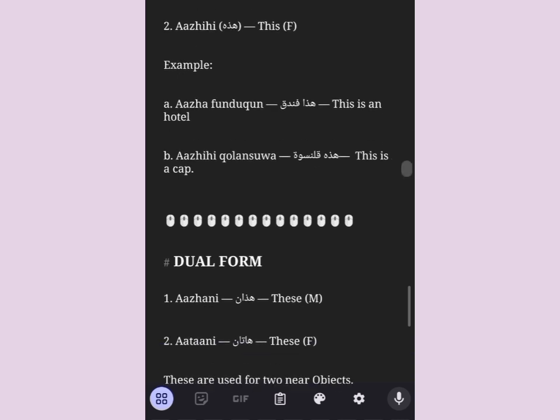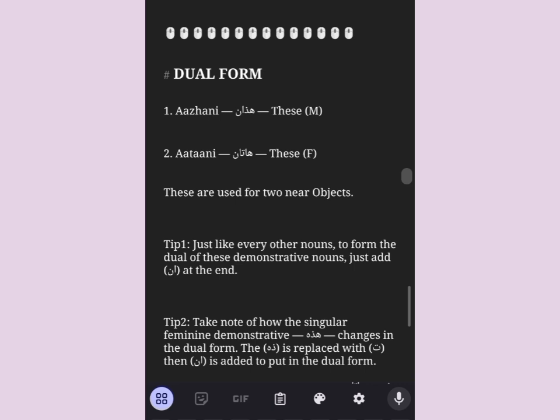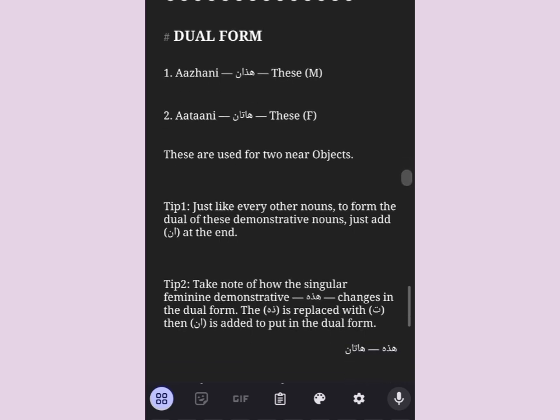Now, that said, let's quickly look into the dual form. The dual form, how do we form it? You can also take a revision of the previous lessons to see how you change a singular noun to a dual noun. Basically, you add alif and noon. So for example, if you say kitab, just add alif and noon and you have kitaban. You have maktab, a table, and you just add alif and noon and say maktaban. It's as simple as that.